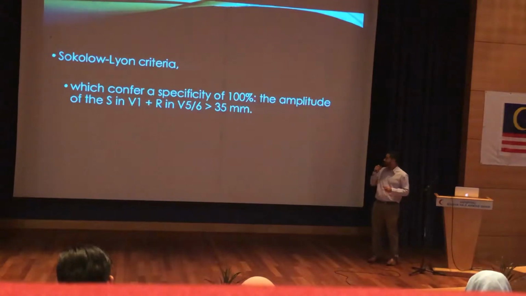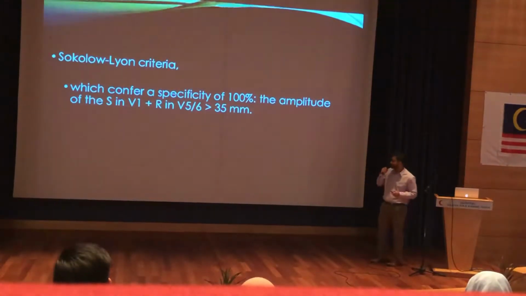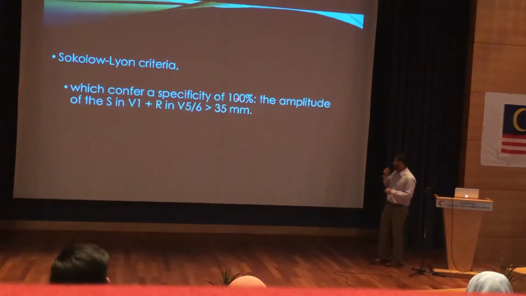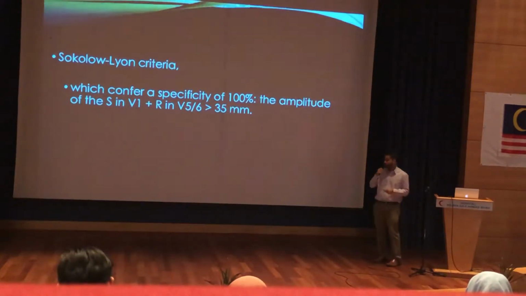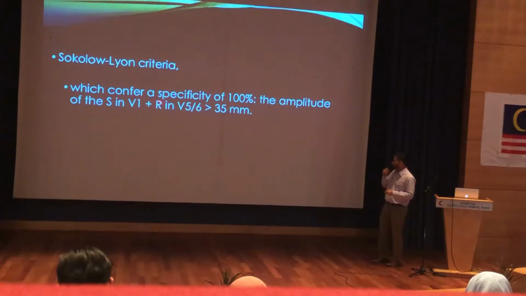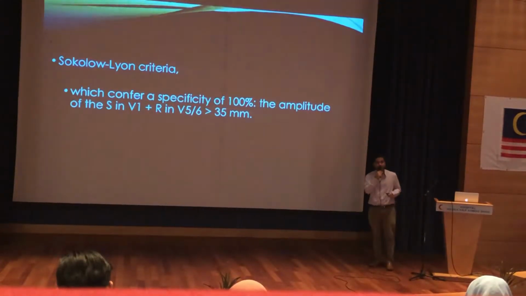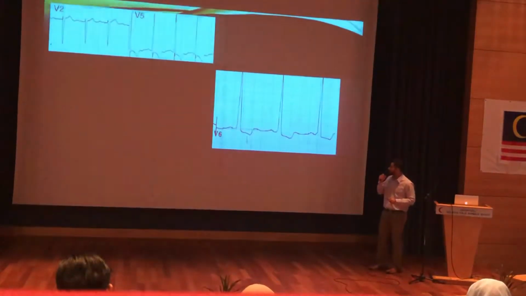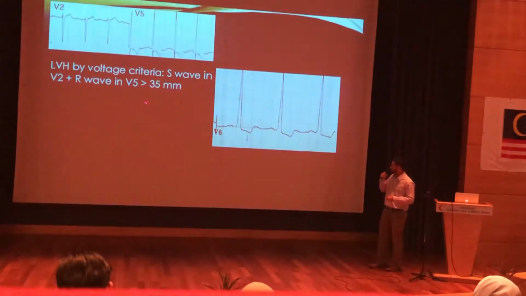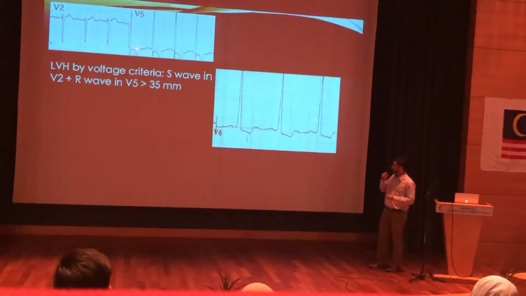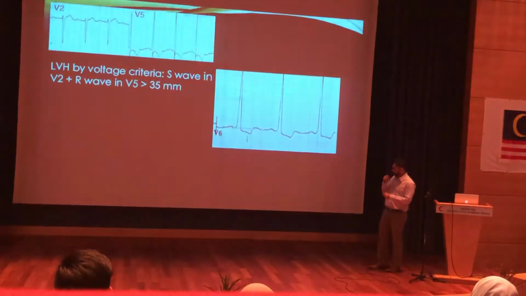So this is your criteria, Sokolow-Lyon criteria. Sounds fancy, but the specificity of it is 100%. Amplitude: your S wave in V1, V2, or R wave in V5 or V6 more than 35 mm is very, very suggestive of left ventricular hypertrophy. So have a look at this. LVH by voltage criteria: S wave in V2, R wave in V5 more than 35.